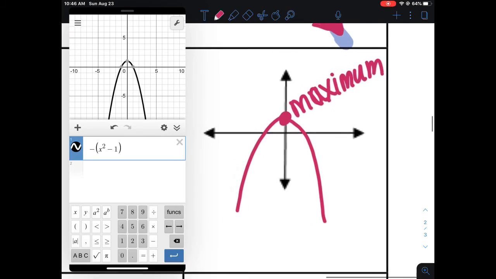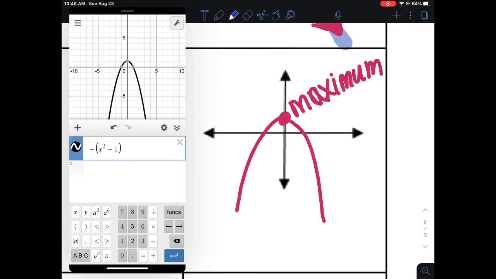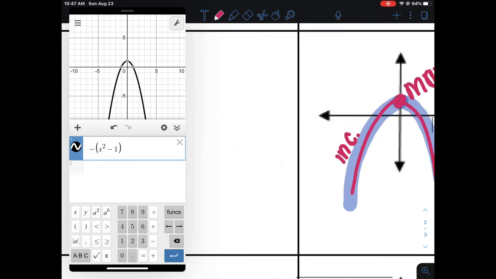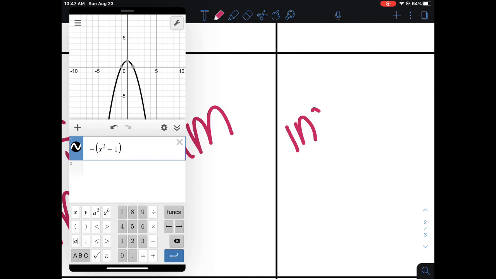All right. And then are we increasing, decreasing, or some sort of combination? So as we go from left to right, I am going up until I reach that red dot. So I'm increasing. And then from that red dot, from left to right, I'm going down. So I am decreasing. So we have increasing, then decreasing.